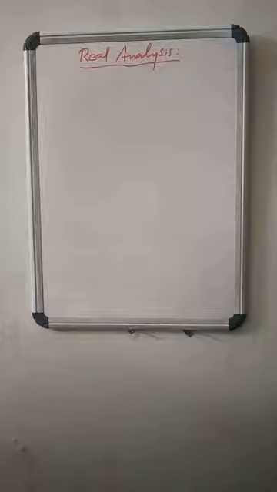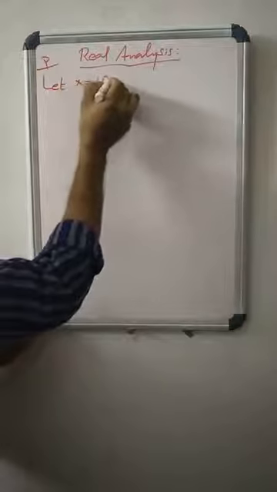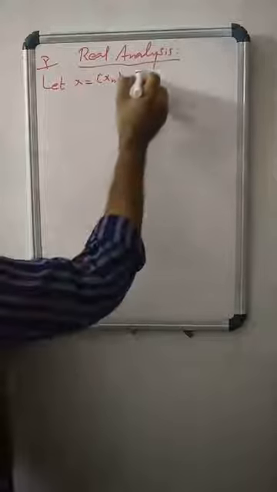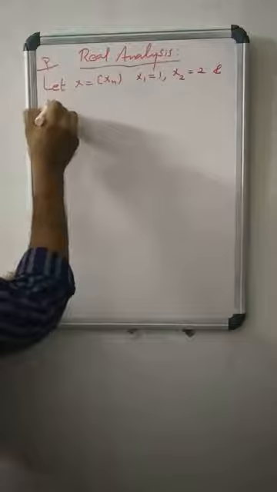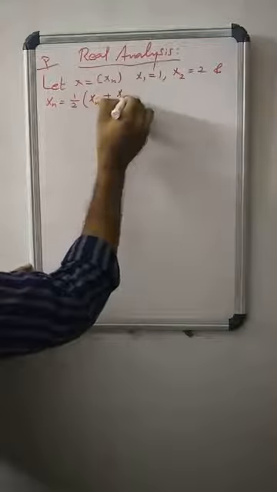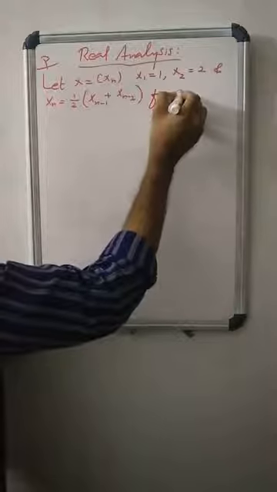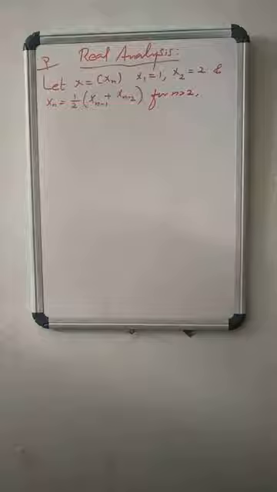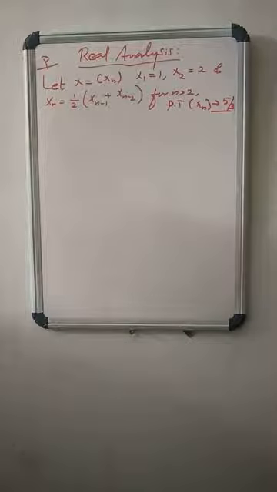Now let us consider a problem. Let x equals (xn) be a sequence defined by x1 equals 1, x2 equals 2, and xn equals half of (xn minus 1 plus xn minus 2) for n greater than 2. For n equals 1 and n equals 2 it is defined, and for n greater than 2, xn is half of (xn minus 1 plus xn minus 2). Prove that our requirement is that the sequence (xn) converges to 5 by 3.